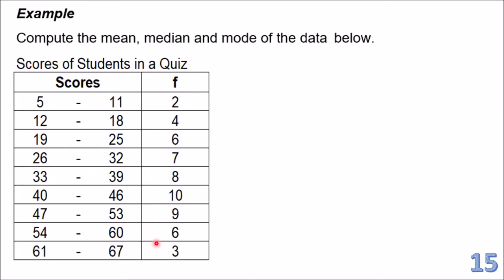Kung hindi man given, pwede ring raw data. Then after that, you will organize that raw data into a frequency distribution table na ganito na yung style niya. And then after that, you can now solve for the mean, median, and mode using the different formula.